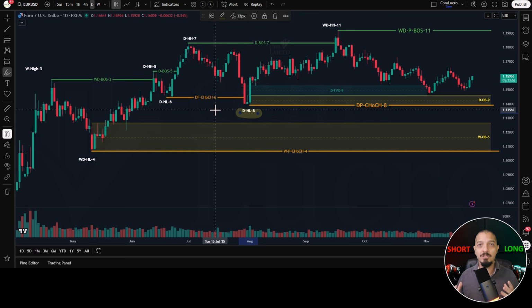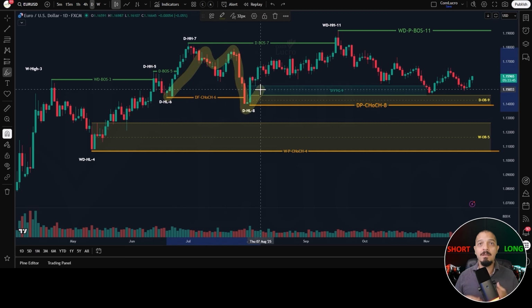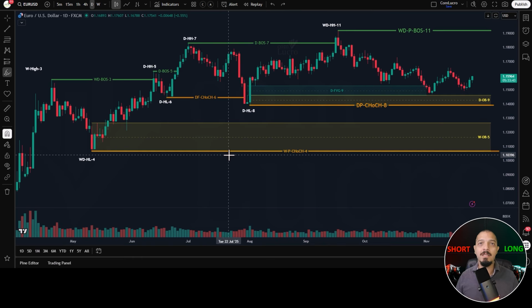Even though the fake shift is confirmed as a reaction point, the move still fails to create a bearish daily break of structure. Without that, the market does not transition into a downtrend and the drop remains corrective rather than a true reversal. From daily higher low 8, buyers return and drive price higher once again.